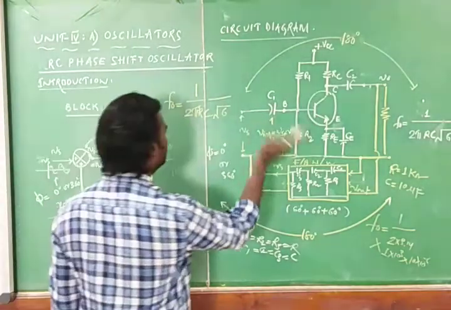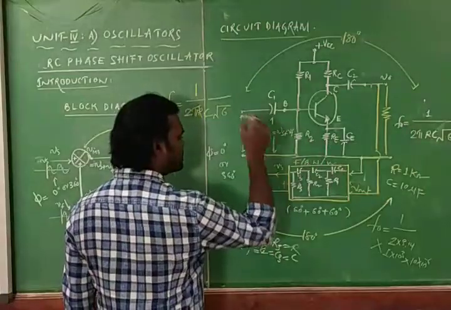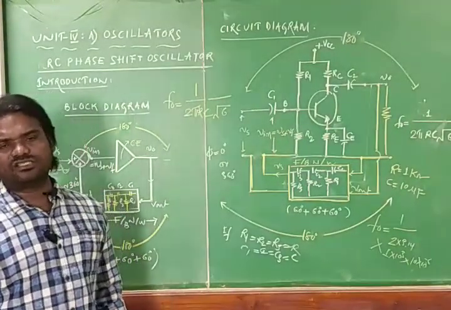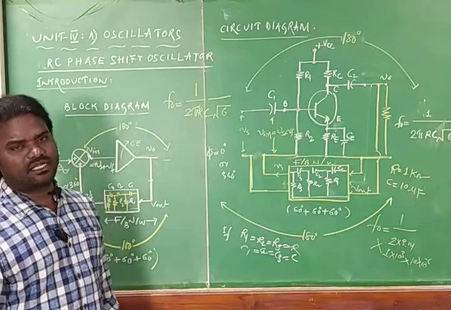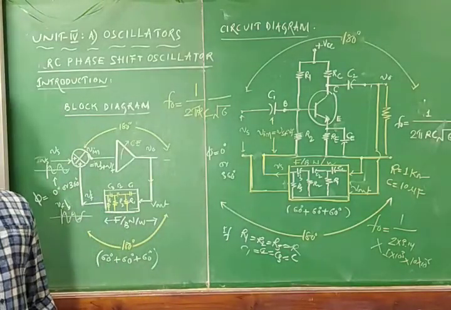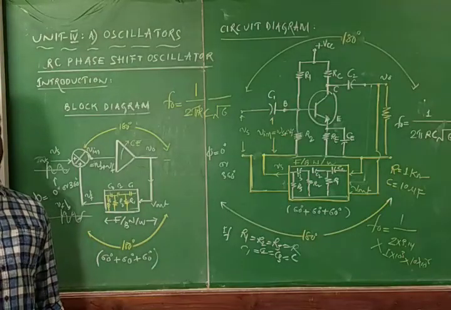R and C are the components in the feedback network. Which feedback do oscillators have? That is positive feedback. In such a way you have to explain each and every oscillator circuit to get the maximum marks.